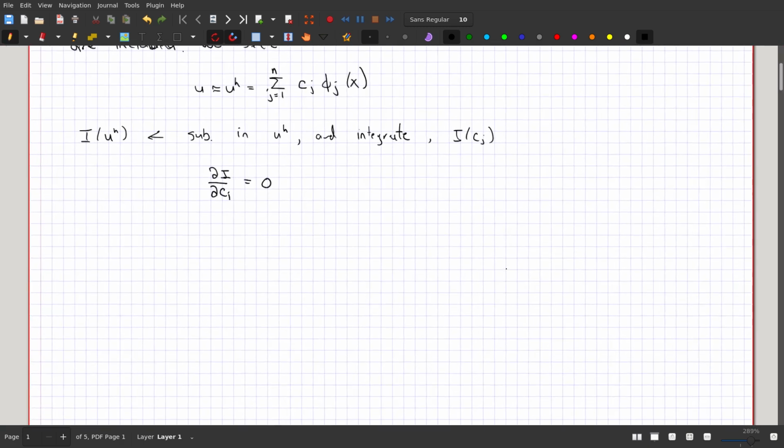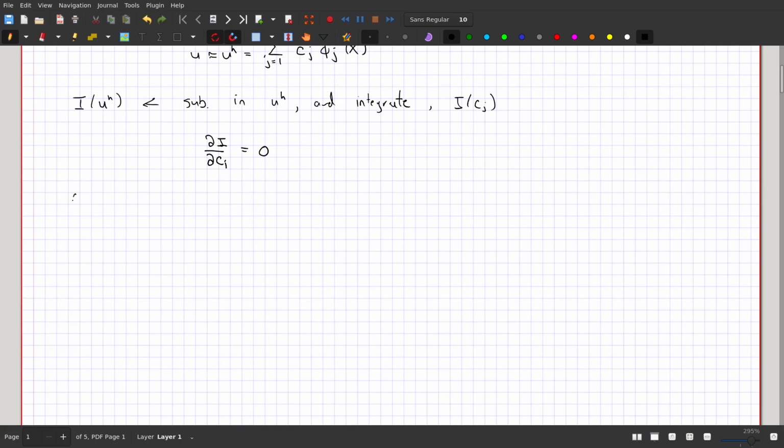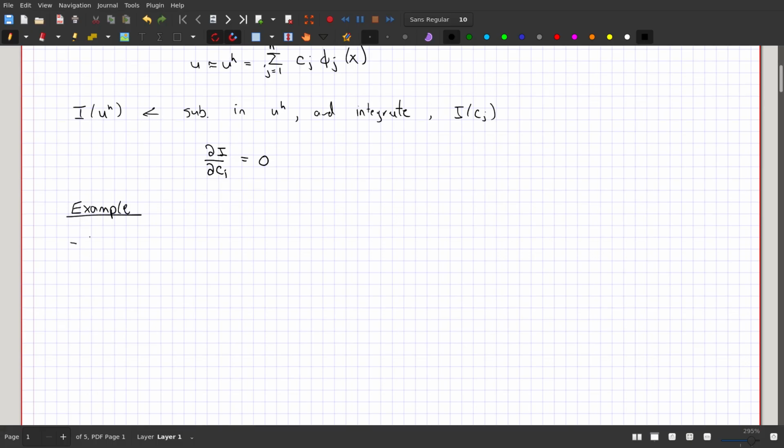So let's work an example. Here's our model equation. We're going to solve this on the domain x equals 0 to 1 with two essential boundary conditions, that u(0) is equal to 0 and u(1) is equal to 0.